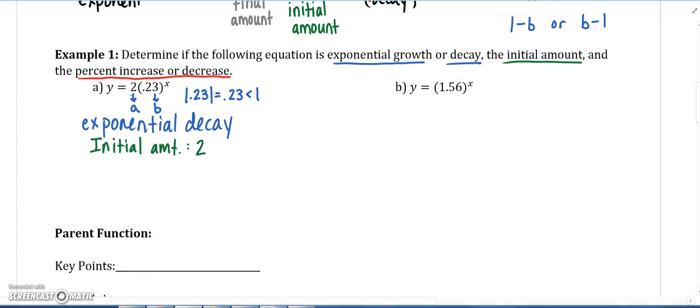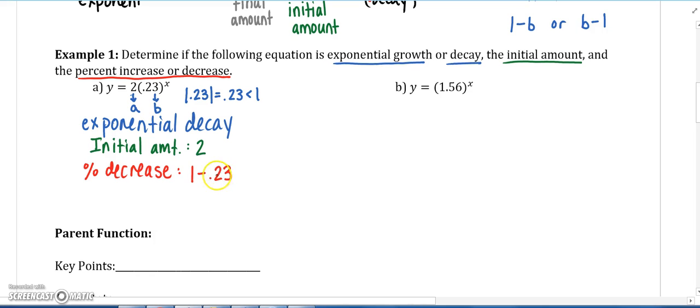The last thing is my percent increase or decrease. Again, remember, this number inside, it's like it starts with 100%, and then we decrease or increase. So we need to know how far away this number is from that 100%, or in other words, from 1. To figure out my percent increase or decrease, in this case, since it's decay, it'll be a percent decrease. To figure that out, I'm going to take that 0.23 and subtract it from 1.